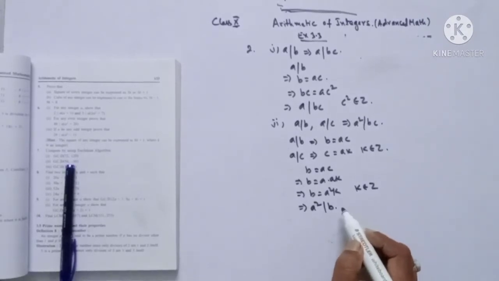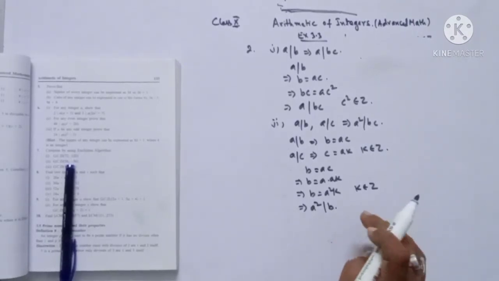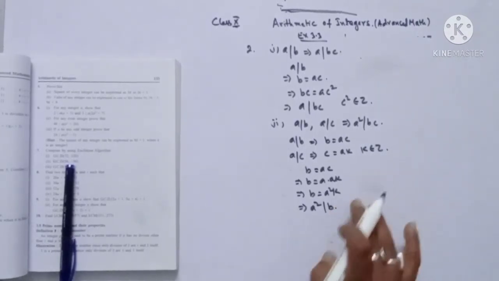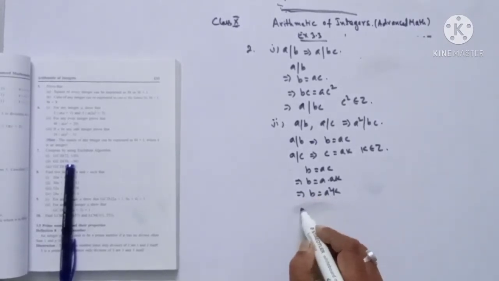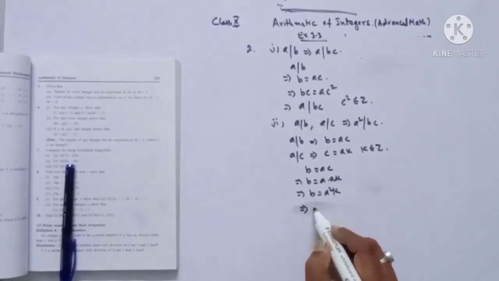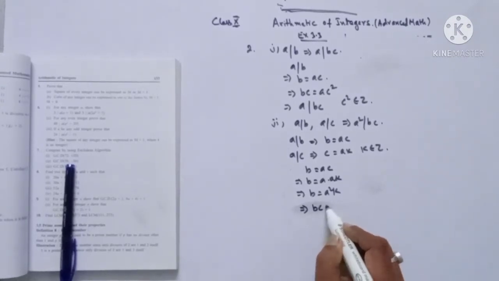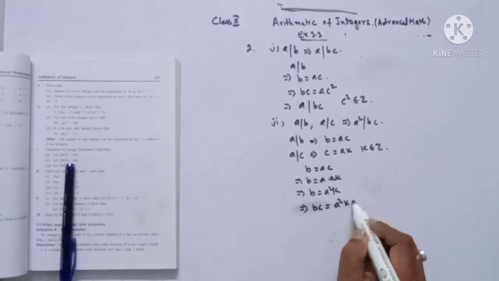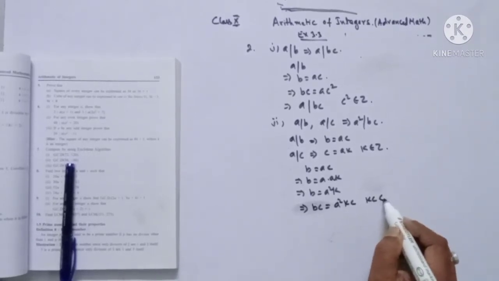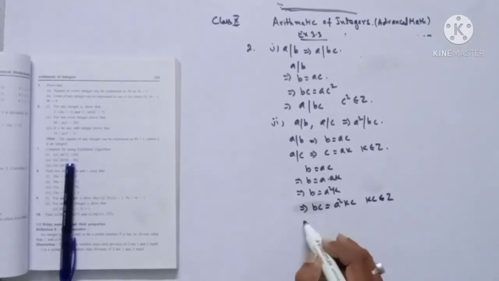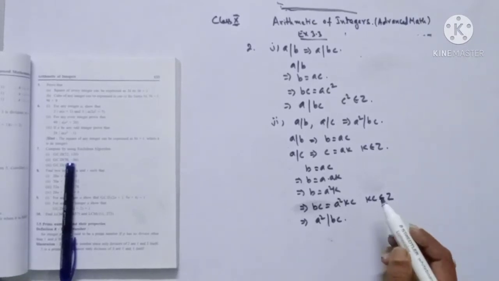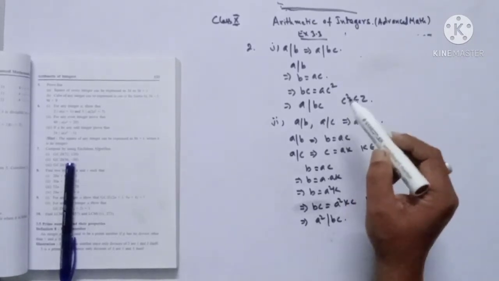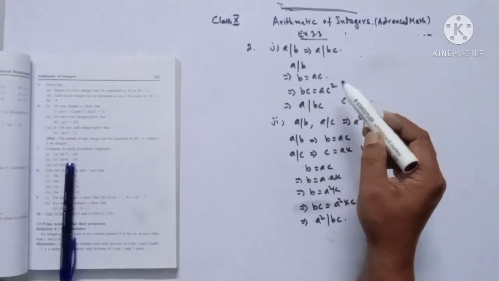So I can write that A square divides BC. So let me do one thing here. Again I multiply both sides by C. So this will be BC is equal to A square KC, and your KC belongs to integer. So I can write that A square divides BC. I can write like this. You can adjust it yourself, because C is an integer. As per theory, C is an integer.